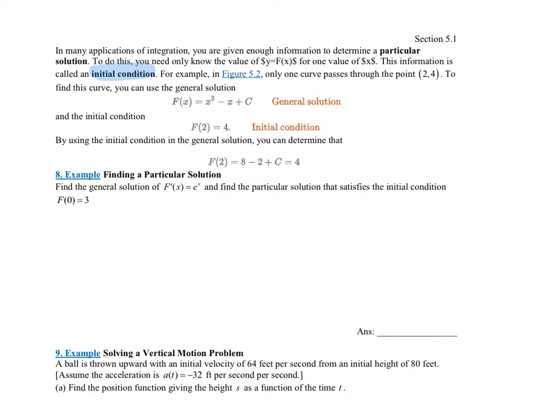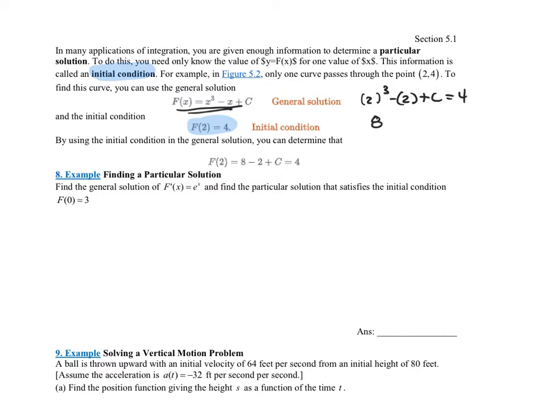To find this curve, you can find the general solution, which we did, and then you can use that initial condition. We wanted the initial condition that it goes through the point (2, 4). So look at the math here. What you have is your general solution, f of x equals x cubed minus x plus c. Well, we know when we plug in a 2, we need to get a 4. So if we plug in 2 cubed minus 2 plus c, we know it has to equal 4.